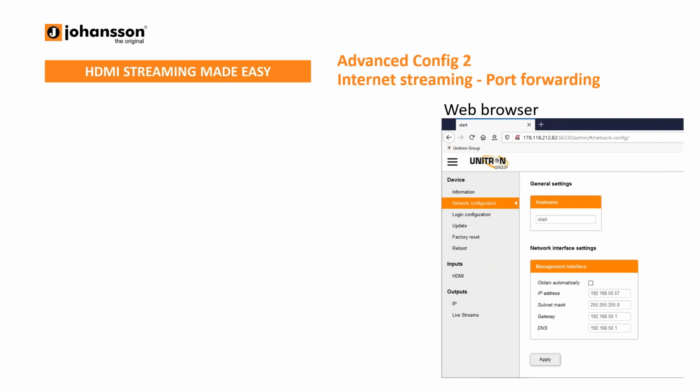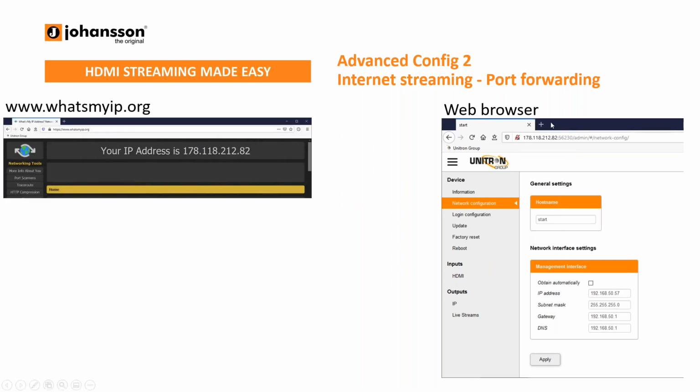The second configuration is internet streaming, and this is through port forwarding. This is maybe a bit technical for people who are not familiar with IP, but basically it's not so difficult. You can access the HDMI streamer from the internet directly through port forwarding. If you look, this is not a local IP address, this is a public IP address, and this is a specific port number. Basically every command which is sent to this IP address and port number will be forwarded to the HDMI streamer.